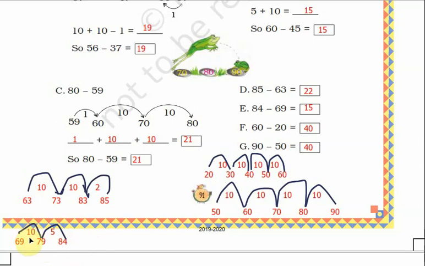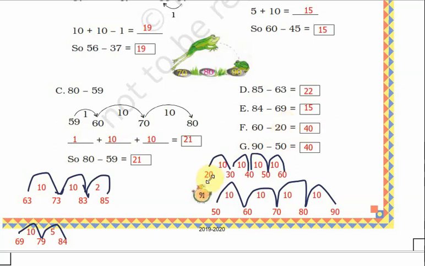So total is 10 plus 5. 10 plus 5 is 15. Otherwise 84 minus 69 will give you 15. Next question is 60 minus 20. How much is 60 minus 20?